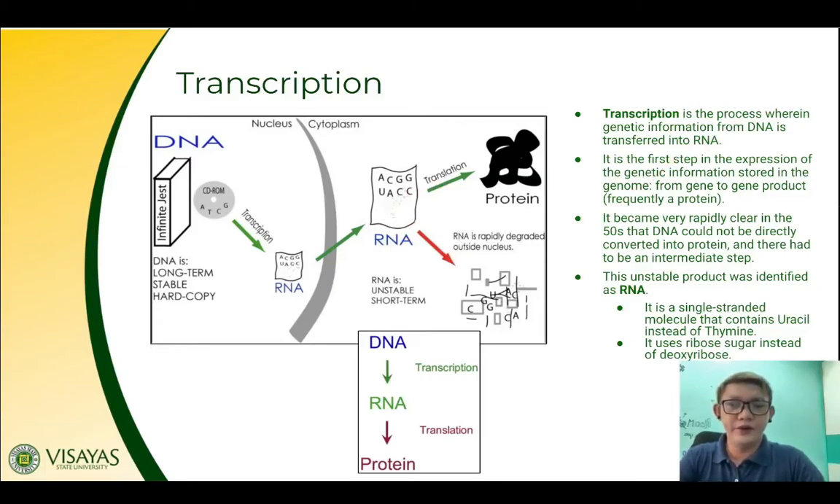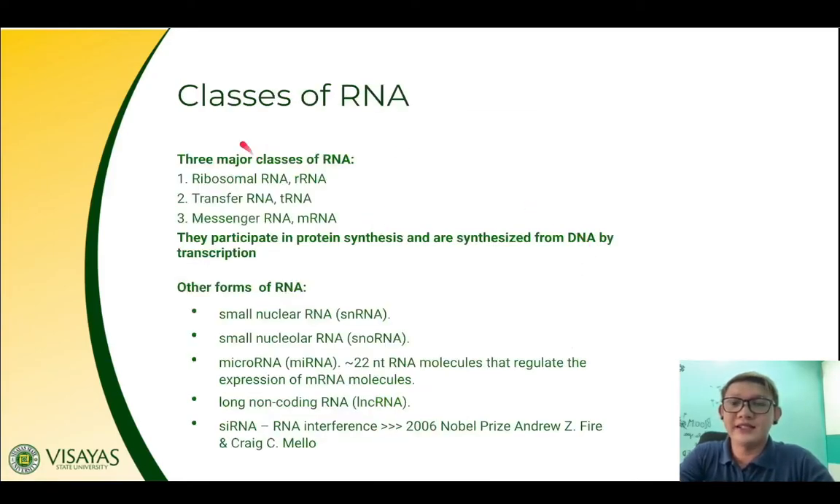So we know that the main players in the transcription process are the RNAs because they are the end products. What are the different classes of RNA? There are three major classes of RNA. These are the ribosomal RNA or the rRNA, the transfer RNA or the tRNA, and the messenger RNA or the mRNA. These are the major classes that participate in protein synthesis and are synthesized from DNA by transcription. There are also other forms of RNA like the small nuclear RNA or the snRNA, the small nucleolar RNA or the snoRNA, the microRNA or the miRNA, the long non-coding RNA or the lncRNA, and the siRNA, which is involved in RNA interference.